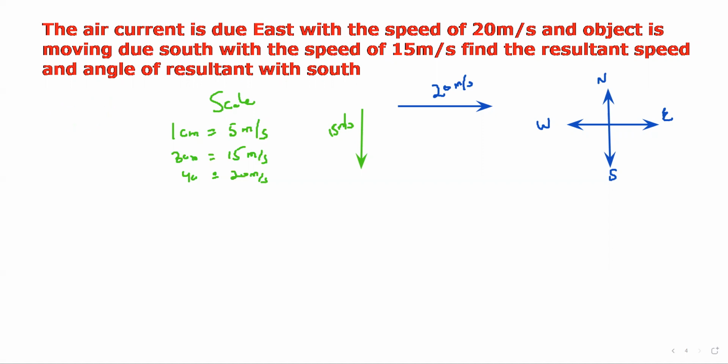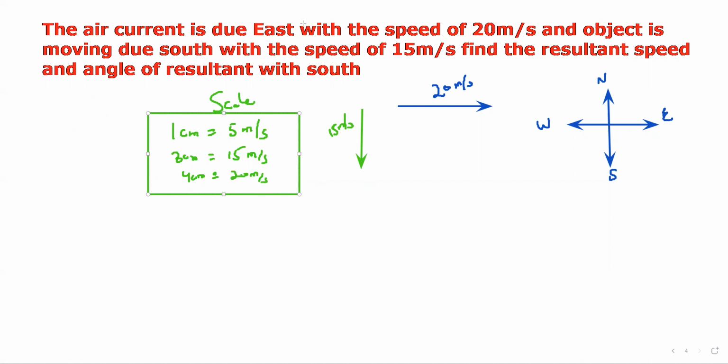So the first thing we did, we selected a suitable scale. So we select a scale: 1 centimeter is 5 meter per second. So 15 meter per second is 3 centimeter, and 20 meter per second is equal to 4.